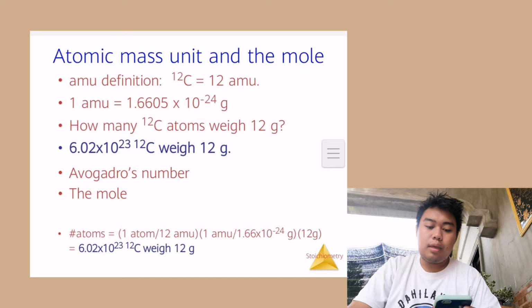Number of atoms equals 1 atom times 1 mole divided by 1.66 times 10^-22 grams times 12 equals 6.02 times 10^23. Carbon-12 weighs 12 grams.